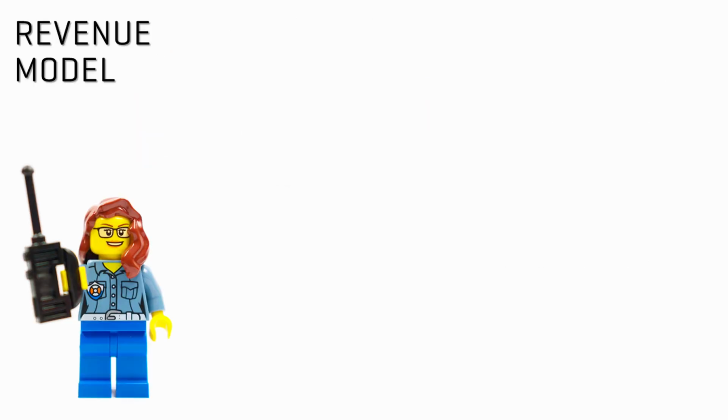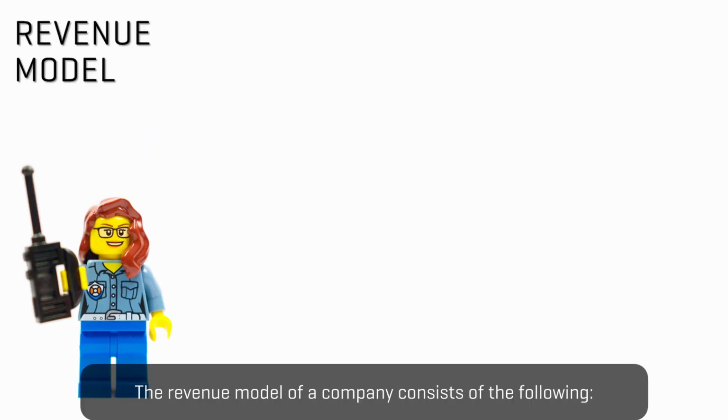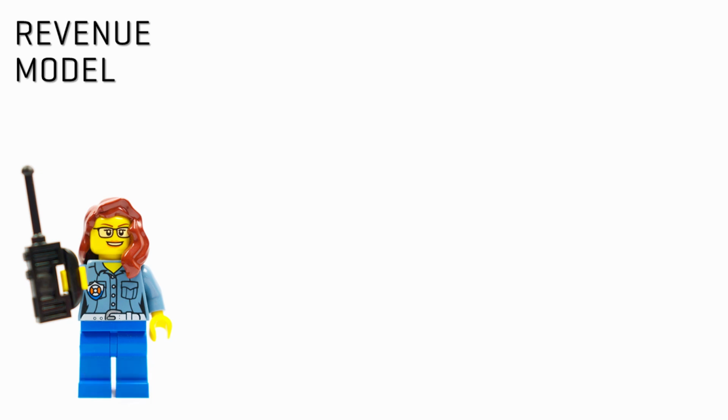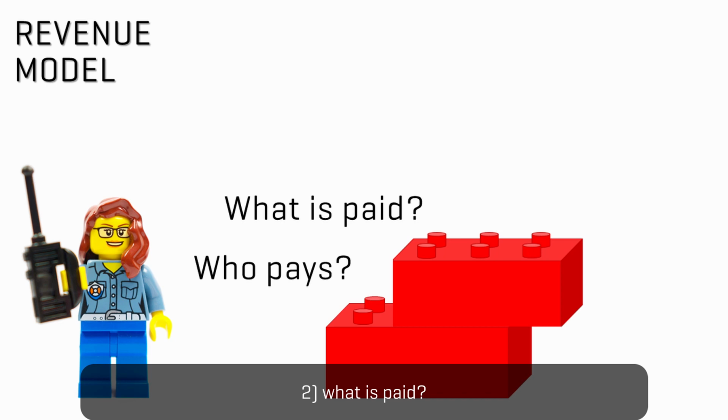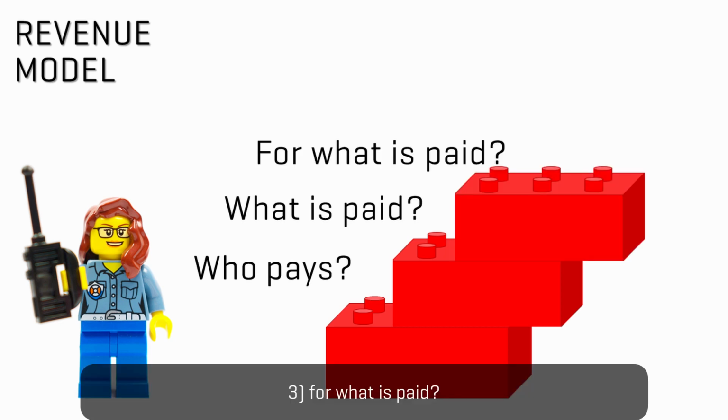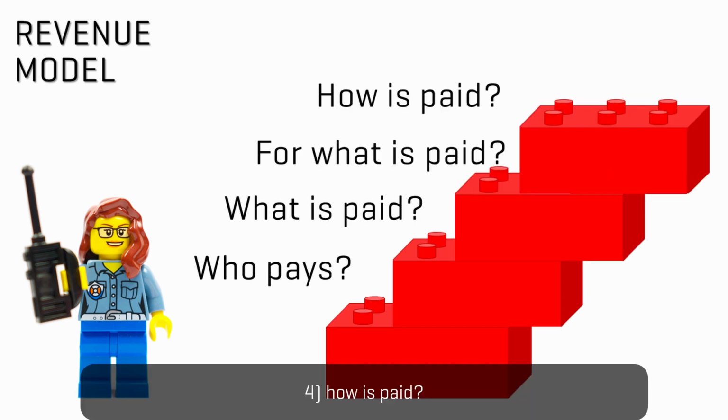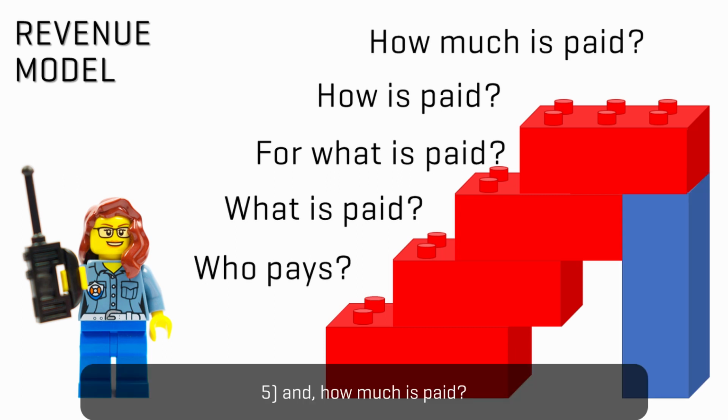The revenue model of a company consists of the following: who pays, what is paid, for what is paid, how is paid, and how much is paid.